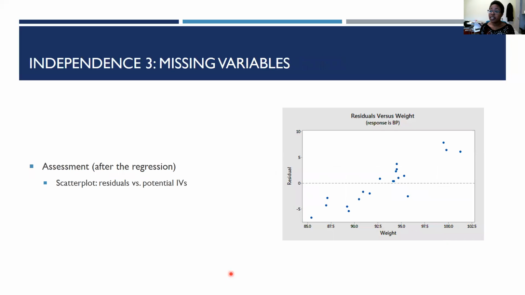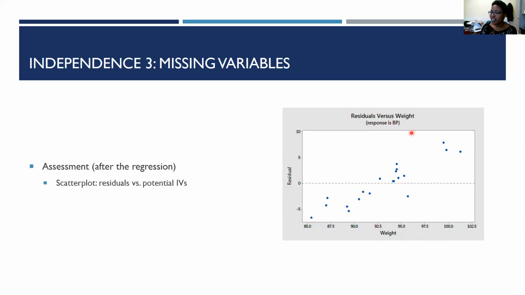Then the third type of independence is where you have missing variables, right? So you can only check for this after your regression, and you run it as a scatter plot of those residuals, the error terms, against independent variables that you didn't include in your model. So this is a regression where the dependent variable was blood pressure, right? And what they did is they said, okay, we're going to not have weight in the model, but maybe we should have included it. So what you do is you just look at weight as the independent variable, and then the residual, the error terms, as the dependent variable.